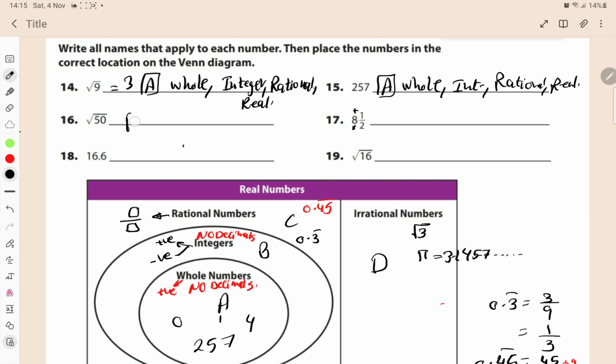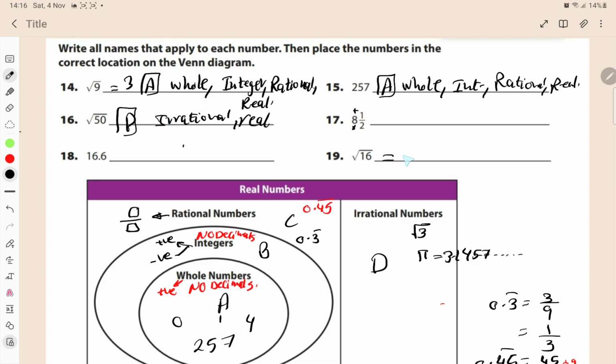Root 50, it is an irrational number because it's non-perfect. I don't have a number by itself that gives root 50, so we can say that root 50 is irrational, and any irrational is also real. Any irrational is also real. I have another square root here. This one, root 50, it was irrational.